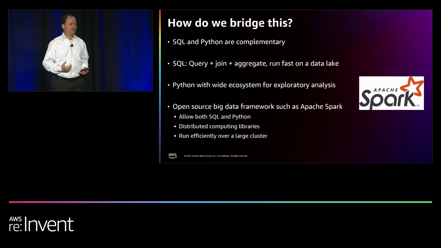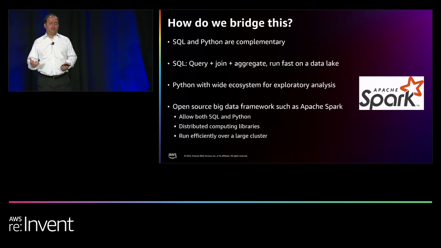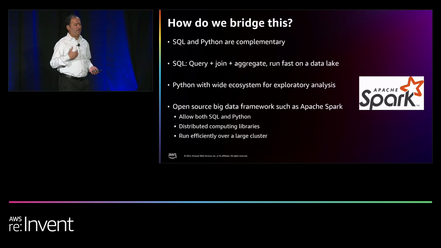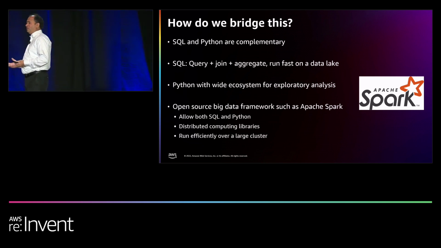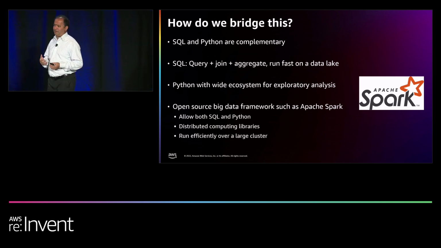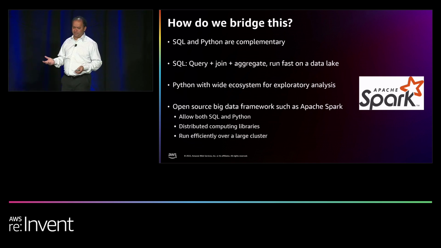The first thing is recognizing that SQL and Python are complementary. You want to use SQL when you query, aggregate, and join your data, and use the query engine optimizations. You want to use Python when you are doing complex analytics and you want to use the ecosystem of libraries from Python. And you want to use these together with a big data framework that allows you to run cloud scale over a big cluster, so that you can run efficient parallel processing.